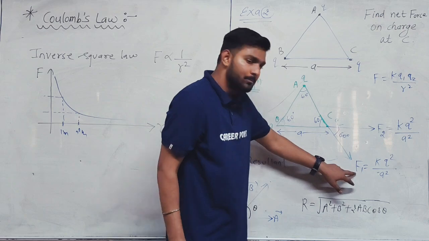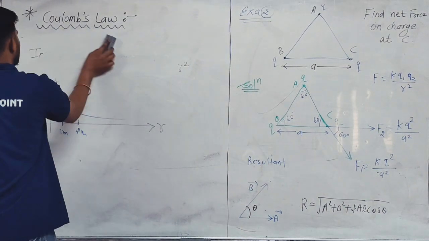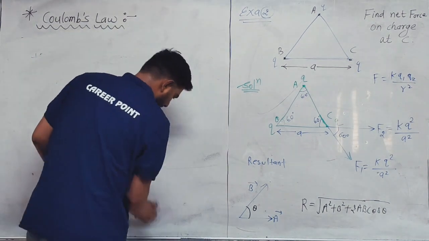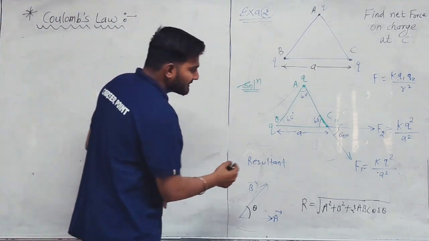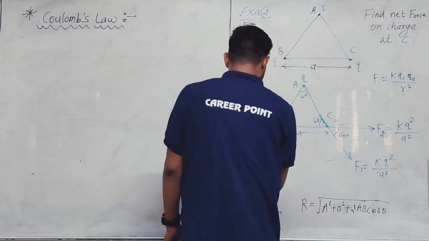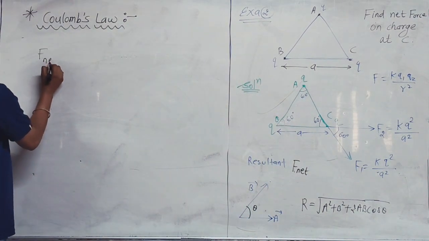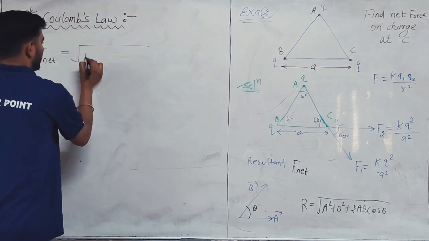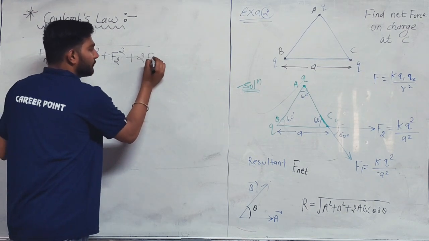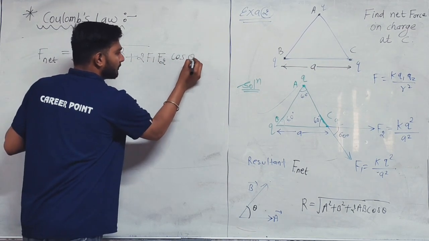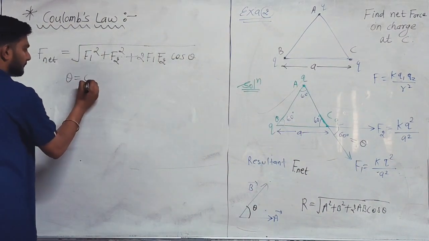So similarly, I'm solving here. Let's suppose our resultant force is F net. So F net will be the square root of F1 square plus F2 square plus 2 F1 F2 cos theta. This theta is 60 degrees.